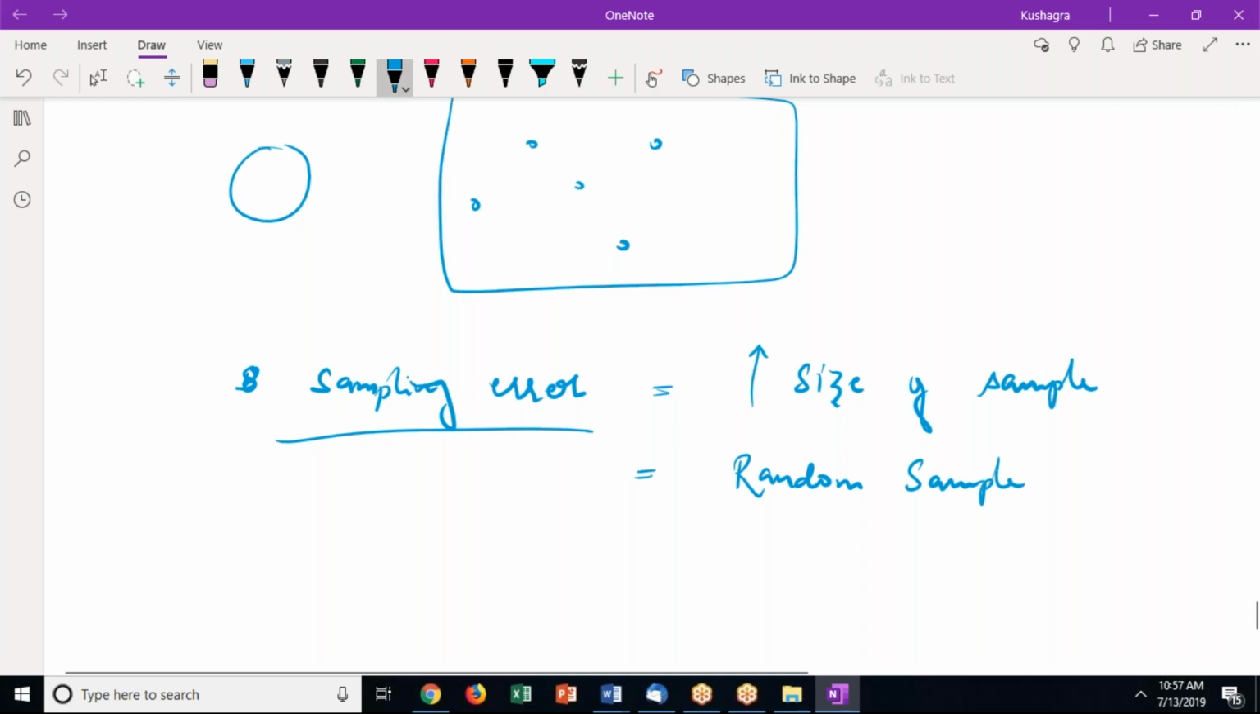Okay, so if you do that, you would be in good shape. Always try to choose a sample which is random, and the other thing is that you always try to increase the size of the sample. If that happens, the chances that sampling error would be reduced are pretty high.